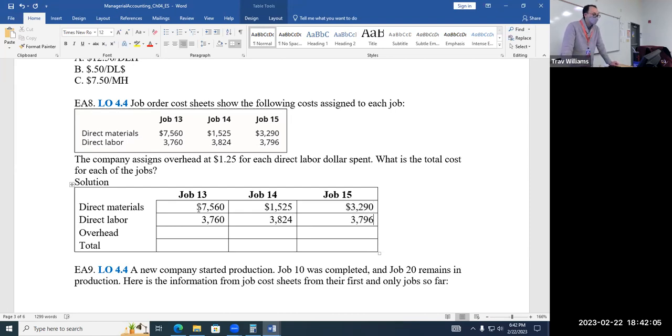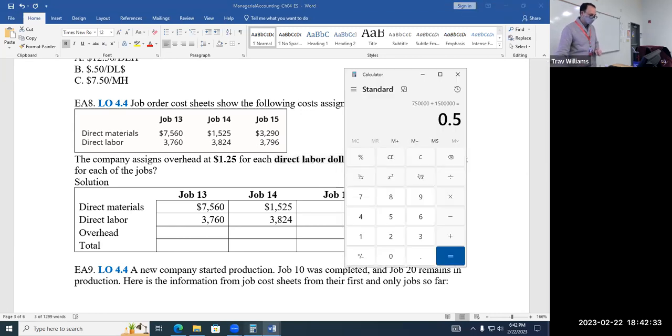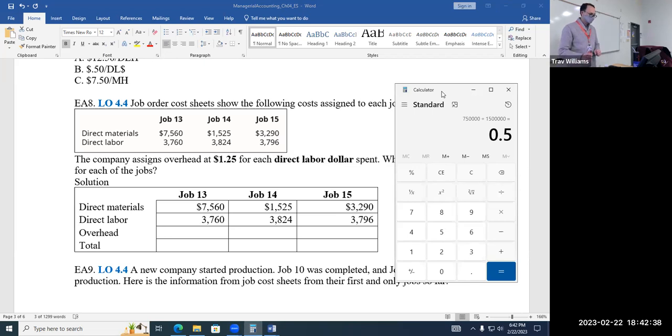Okay, so we have the materials costs and the labor costs for each job. And then we have to apply the overhead. This company uses a rate of $1.25 for each direct labor dollar. So how would we figure out how much overhead to apply for job number 13? Multiply. What do we multiply? The overhead by the direct labor.